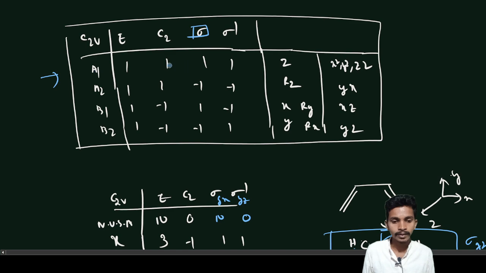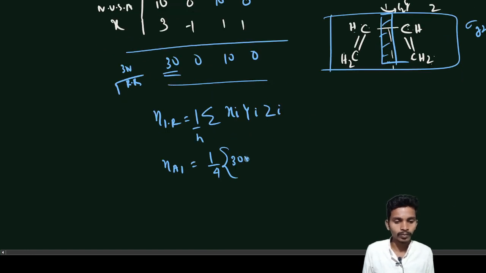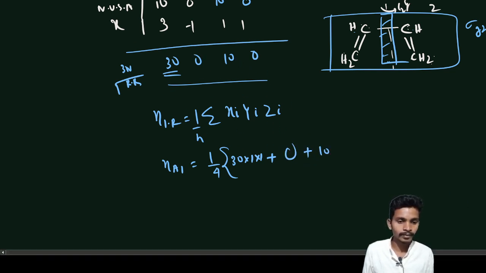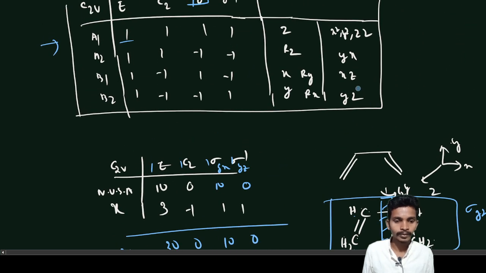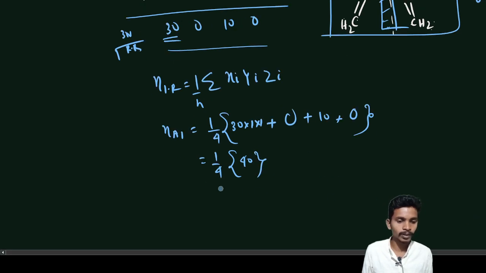The irreducible representation character is 1, and that coefficient is also 1 everywhere. So I get 3 into 1 into 1, plus next I will go for 0. If it is 0, then the whole term will be 0, so I am not going there. And this is 10, this is 10 with 1, so this is going to be 10, and this 0 means the whole term will be 0. So this gives 1 upon 4 times 30 plus 10, that is 40. So this value will be equal to 10. So na1 is equal to 10.